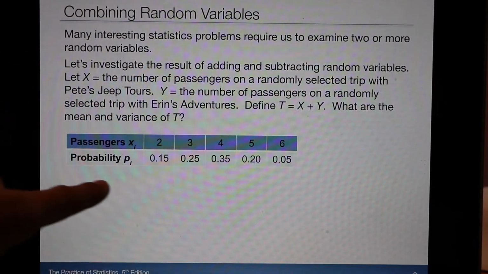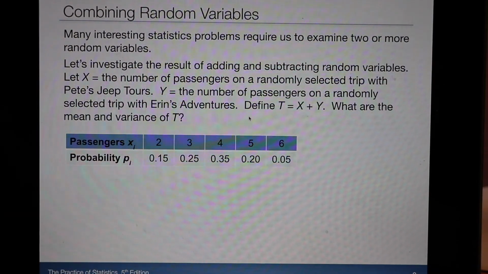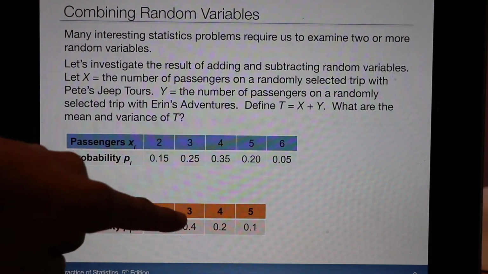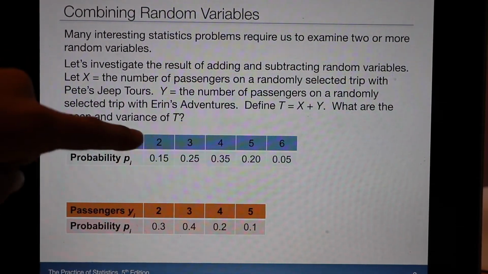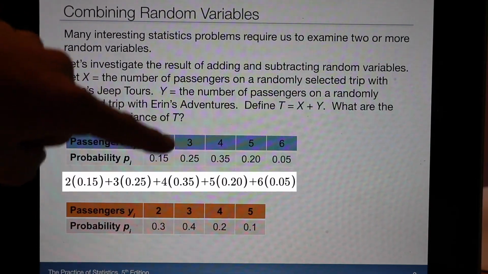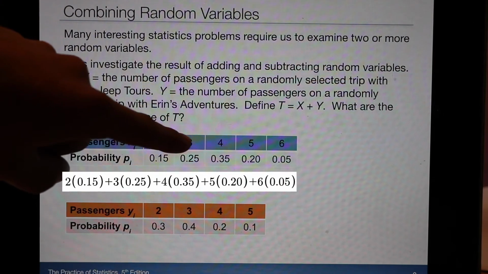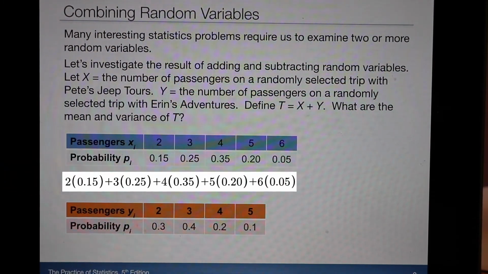So just a reminder, this is Pete's Jeep Tours. This is what we had in the last video. But here's Aaron's Adventures. A few things to note: Aaron's Adventures looks like we do not have occupancy for 6. Aaron also has a highest probability of 3 passengers. We could calculate the expected value. Remember that we take each value, multiply it by its probability, and add it to the next one, multiplied by its probability, plus the next one times its probability, so on and so forth.